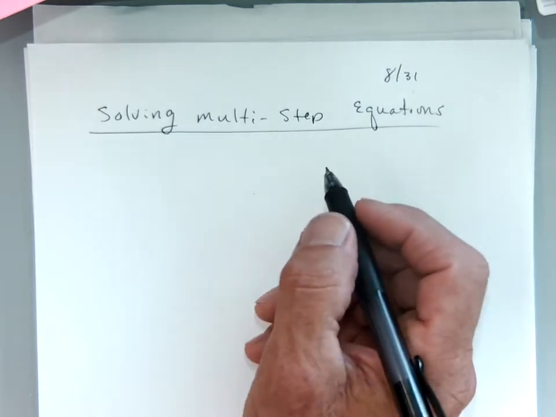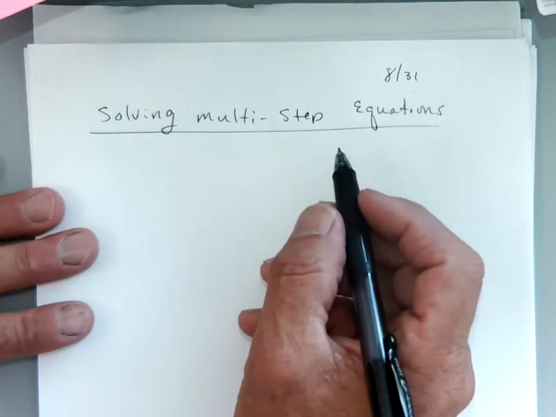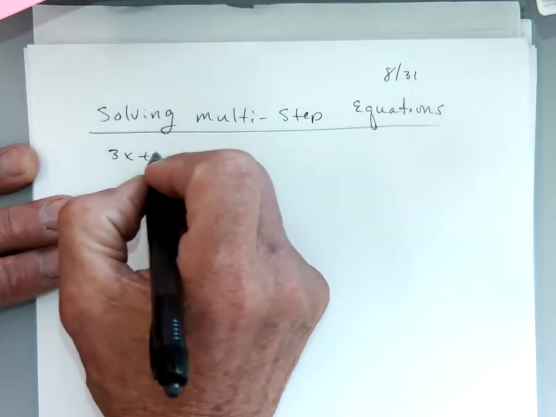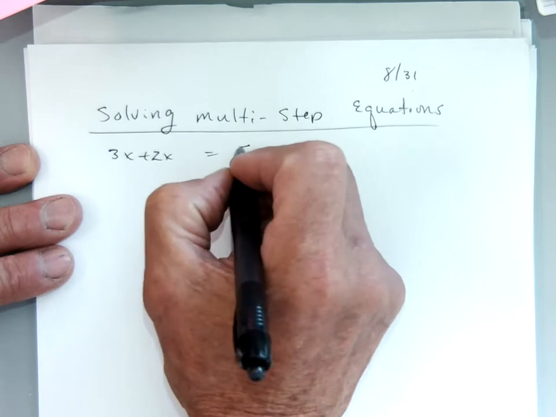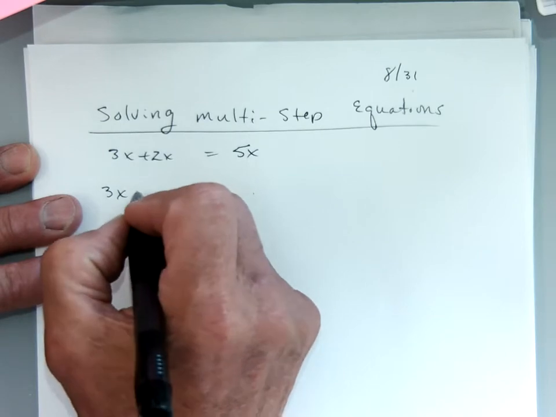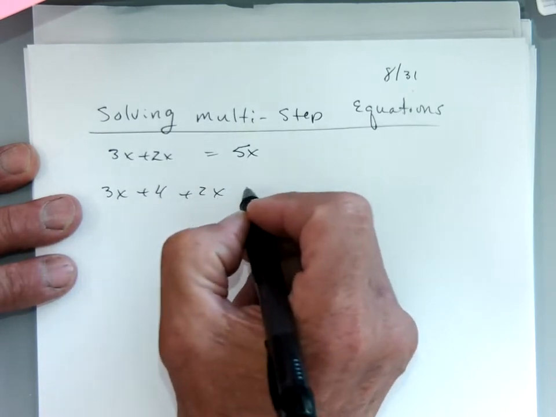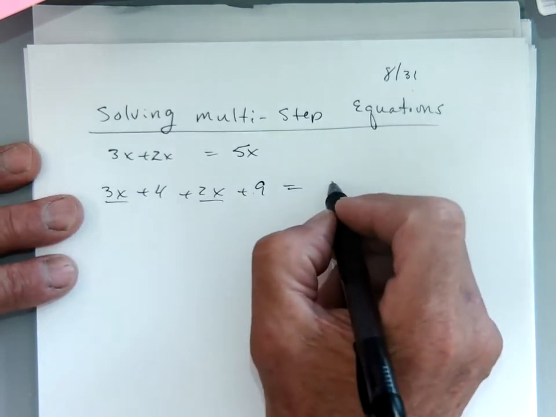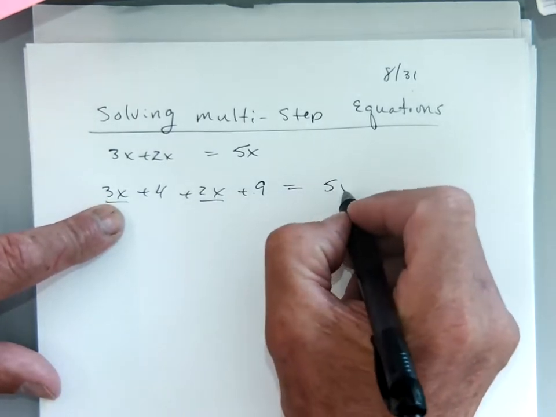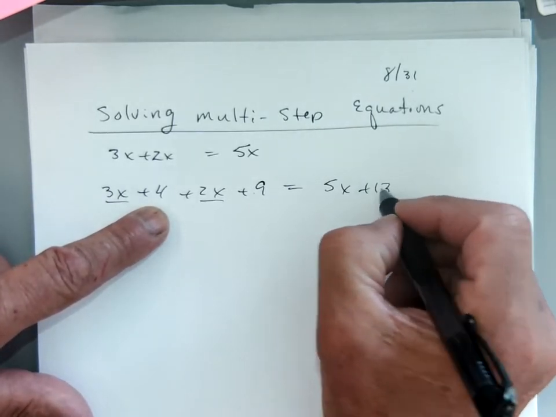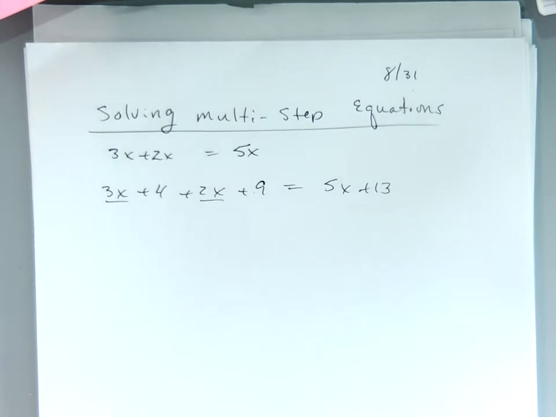So, before we even start, let's review a couple of things. Example, if I had 3x plus 2x, we're going to write that as a 5x. If I had a 3x plus a 4 plus a 2x plus a 9, I would combine these x terms and make that a 5x, and combine these integers and make that a plus 13. So, these are little tricks we're going to need to know when we go ahead and do our work today.